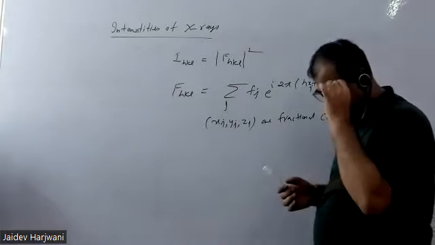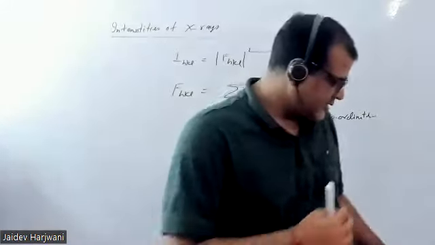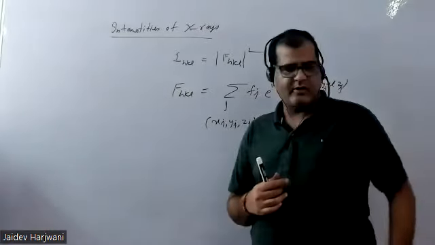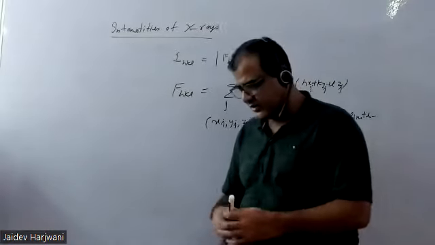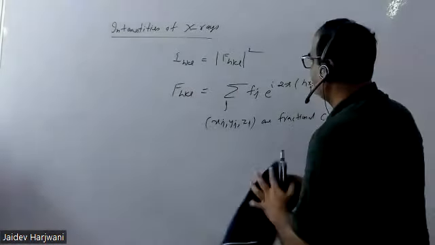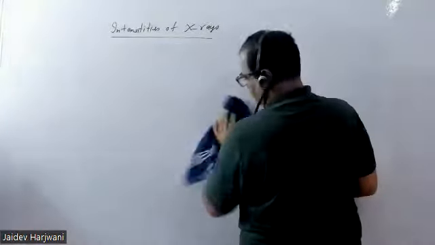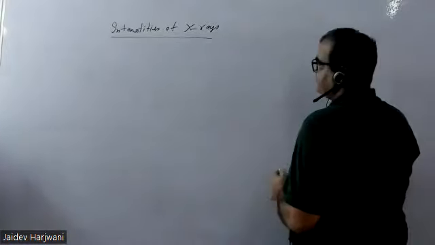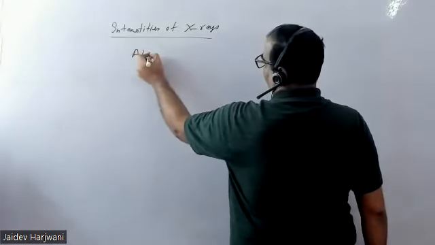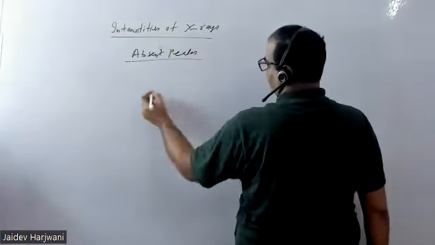Now, all the peaks, you know, there will be extinction of X-ray intensities. You won't get all the peaks for all the structures. Okay. Now, if we see for simple cubic structure, if I make a table of absent peaks.